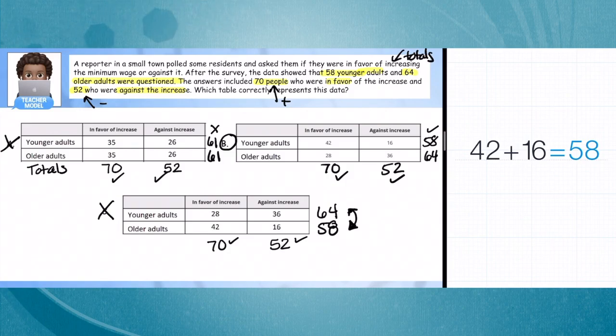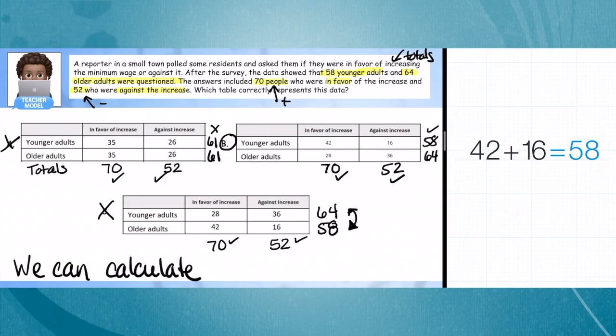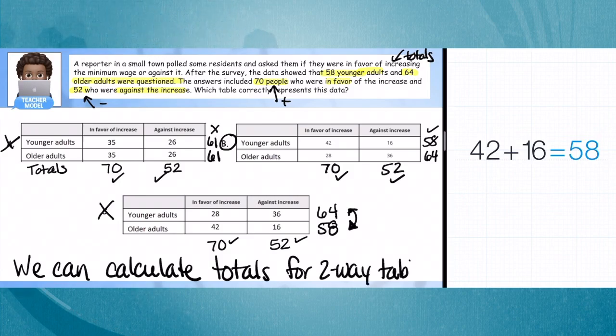I wanted you to see how we can get a two-way frequency table that may not have totals, and we can figure out those totals just by adding. Let's hit pause and jot this one down into our notes. And I'm going to add, we can calculate totals for two-way tables, because some tables will not have that information. That's it for now. That was our guided practice. Hit pause, jot this into your notes, and let's get into practice with these tables.